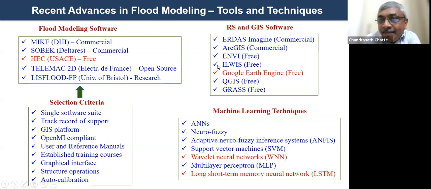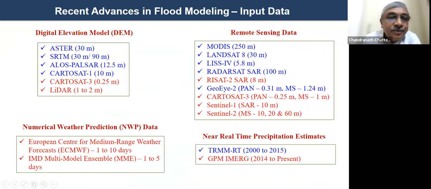If you take the platforms, the Google Earth Engine has a lot of remote sensing data, like the Sentinel, the Landsat series, MODIS and all. So you don't have to download anything. You just program things over there and extract the thematic layers. And the machine learning tools are also coming up in a large way. On the input data side, there are a lot of developments in remote sensing data in terms of Sentinel data, and also in terms of precipitation forecasts. So these are, in a nutshell, the advances.